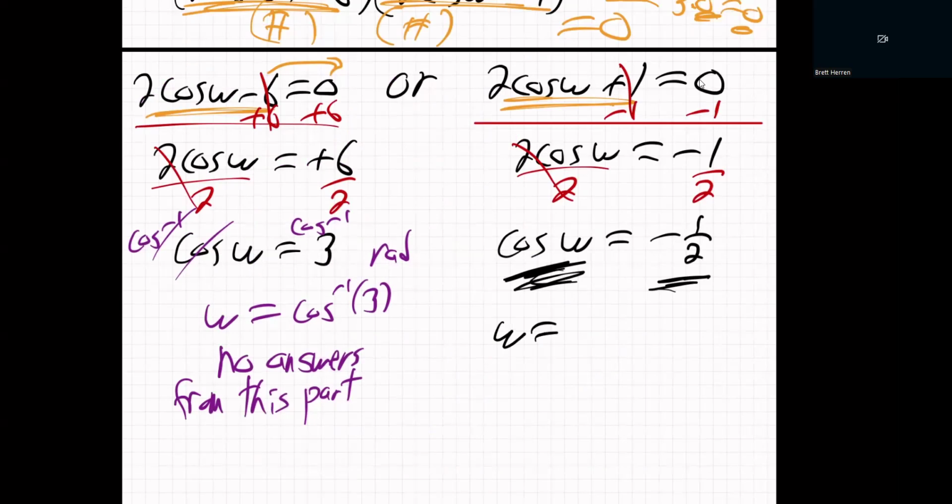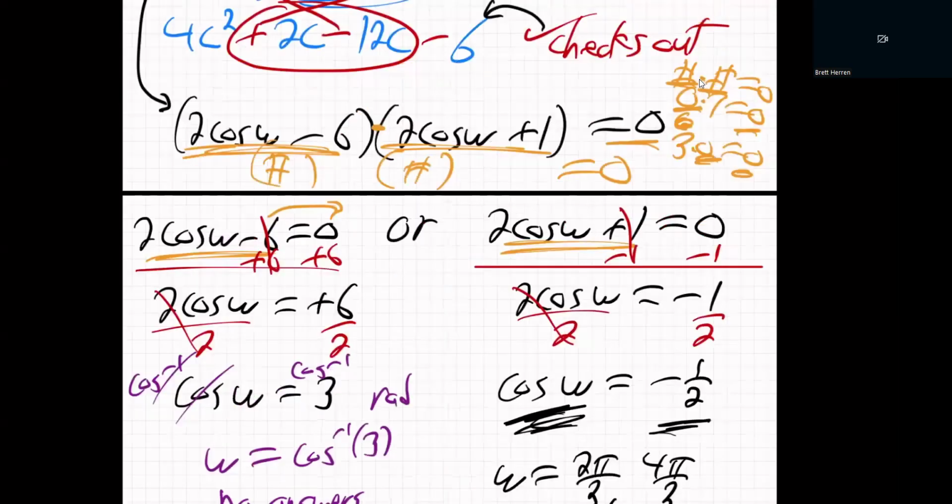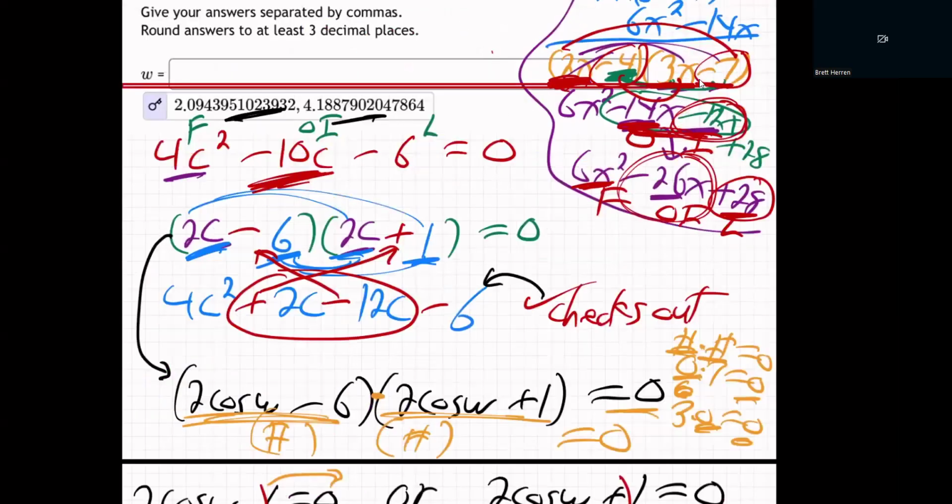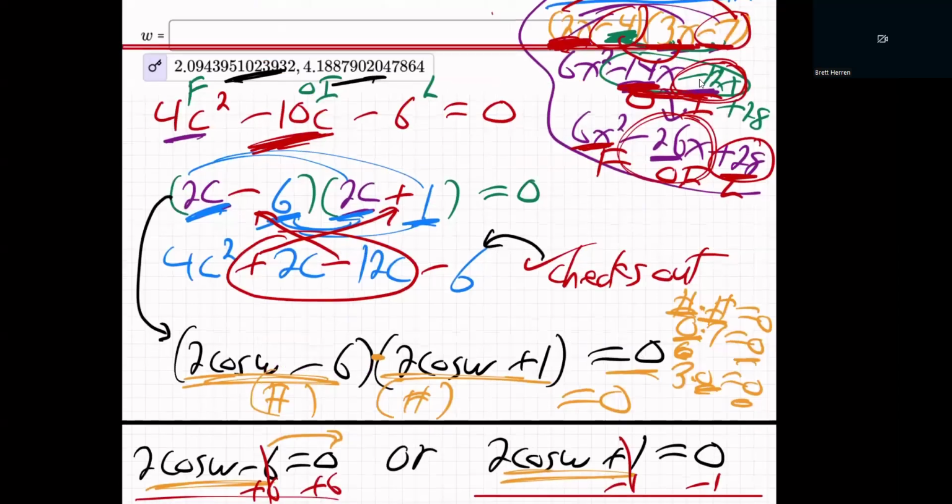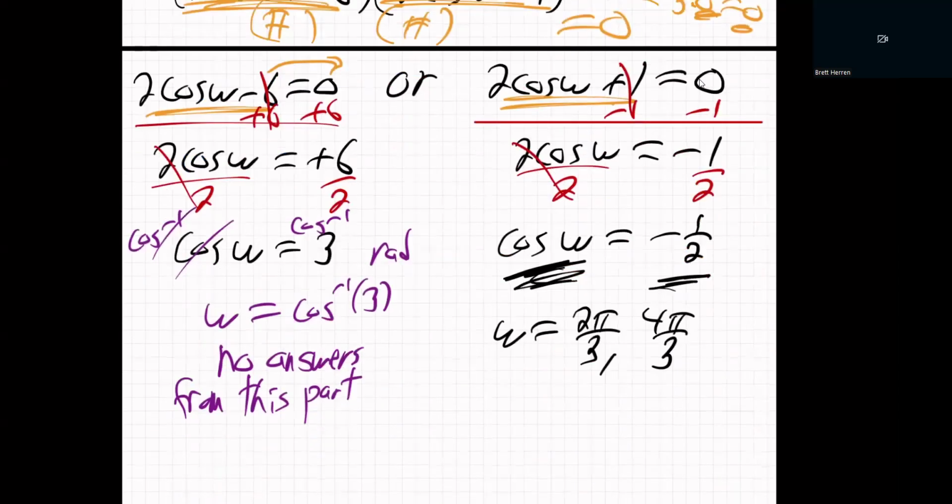So W is 2 pi over 3 and 4 pi over 3. You can just type those in just like that. That's fine. If they gave decimal answers, that's okay too. Either way, there's our two answers.